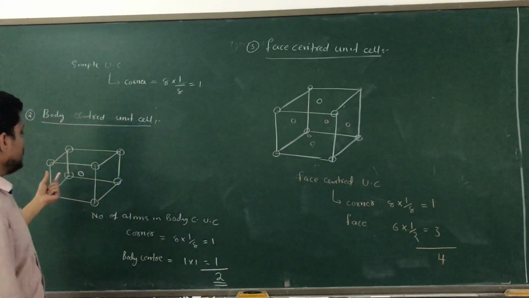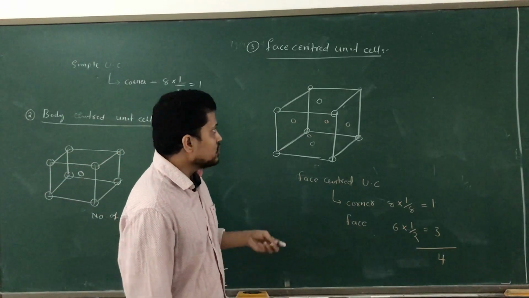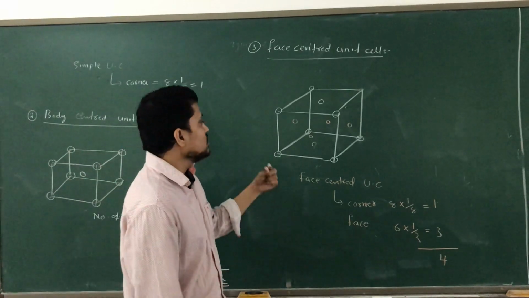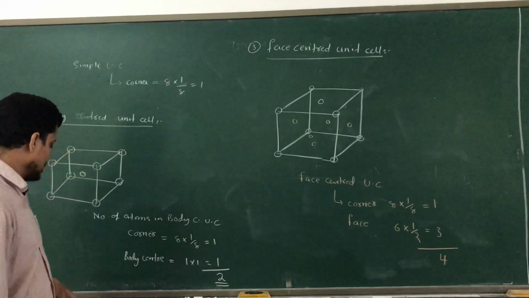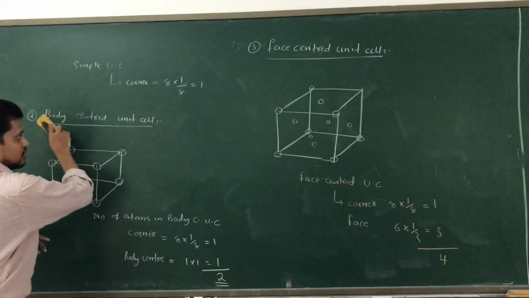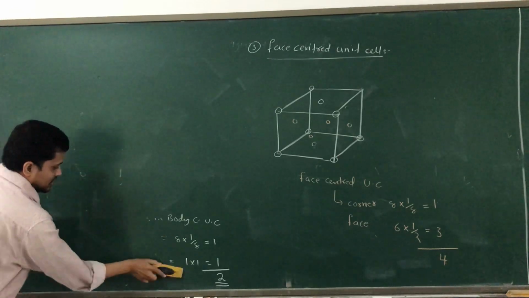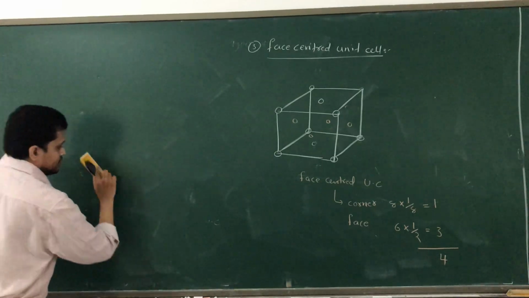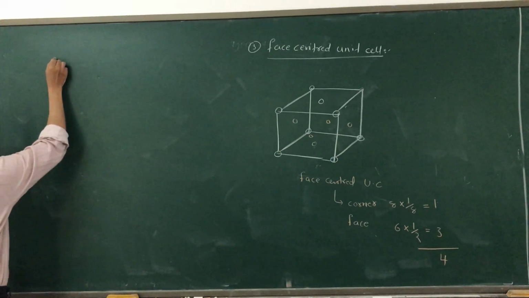So the total atoms which belong to this particular cell is going to be 4. In the body center we got 2, and in the simple we got only 1. So this is what we have about the face center. Now last we have the fourth one, the side centered unit cell. I will show you over here. After the body center, we have the side centered unit cell.